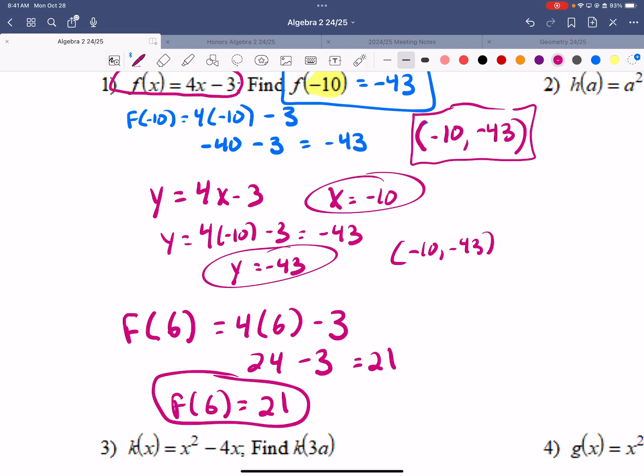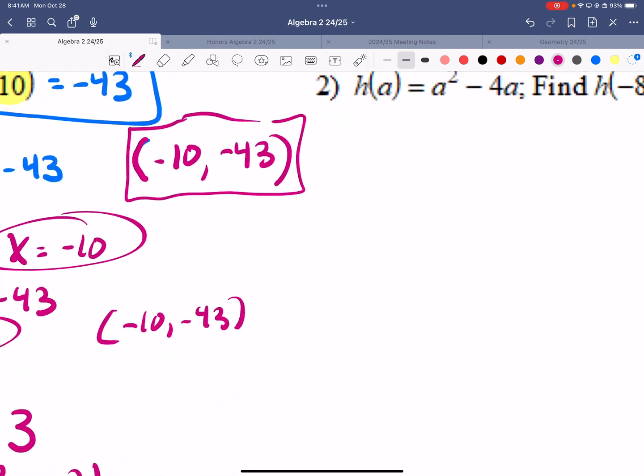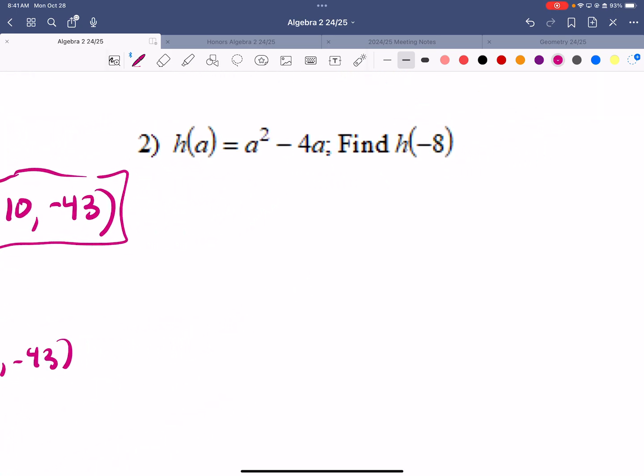Whatever you see inside of the parentheses that they're asking you to evaluate, you replace it with whatever value they give you. Now, it doesn't always have to be f of x. In the next one, it's h of a. It's the same thing. So now our next function, which is a new function, go ahead and write in your notes: h of a is equal to a squared minus 4a. That's our new function. And now we're going to find h of negative 8.